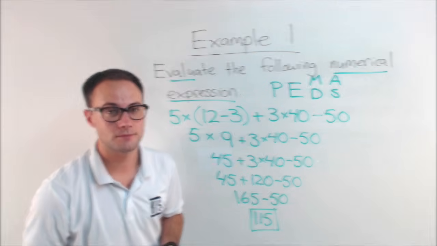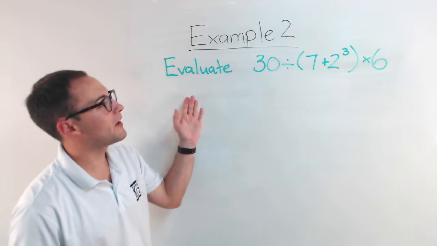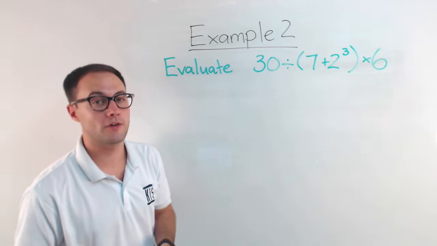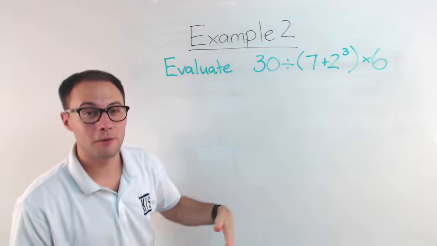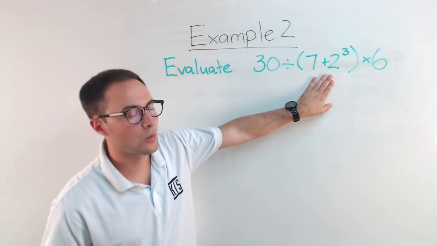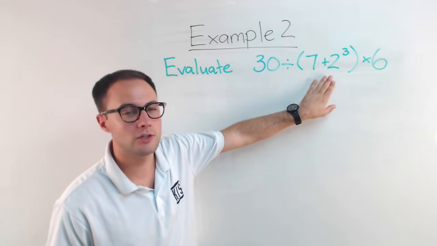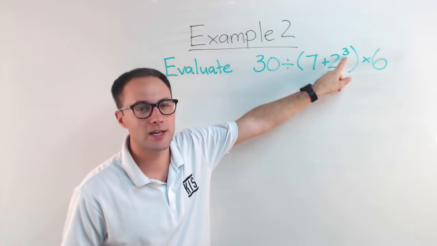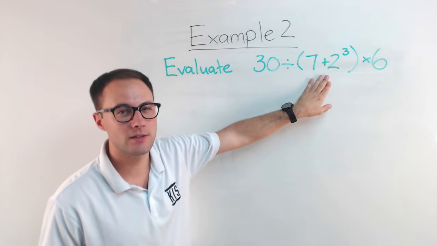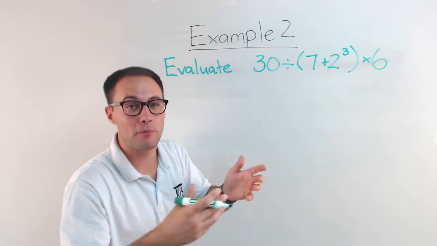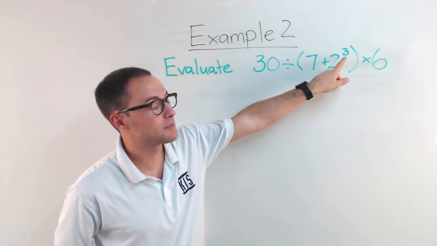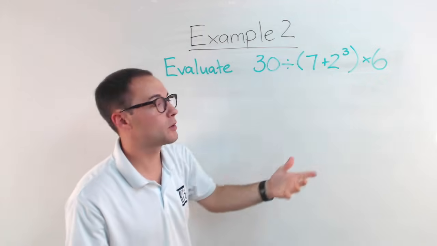Let's try another example. All right, here's example 2. We got to evaluate this numerical expression. And feel free to pause the video if you want to try this on your own first. Well, to do this, we got to remember the order of operations, obviously, and we know that parentheses come first. Well, if you look, we have two things that we could possibly do inside the parentheses. We have addition, we have an exponent. When you have parentheses and you have more than one operation inside the parentheses, you use the order of operations inside the parentheses to figure that out. So we know that exponents would come before addition, so that's what we're going to do.